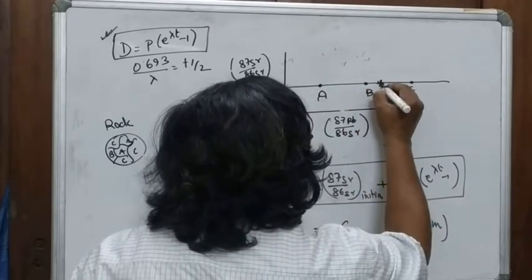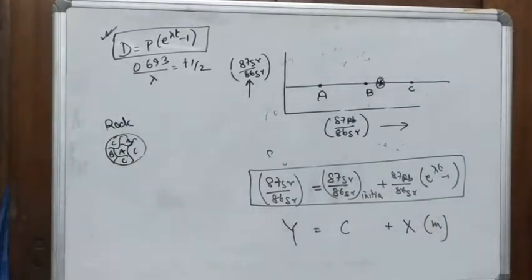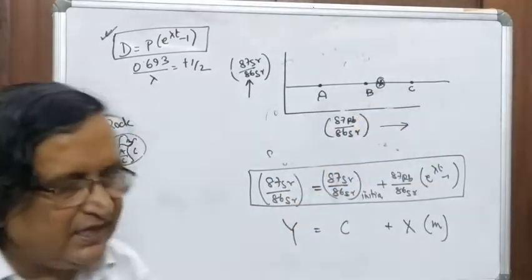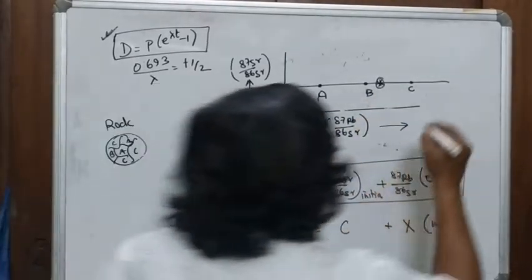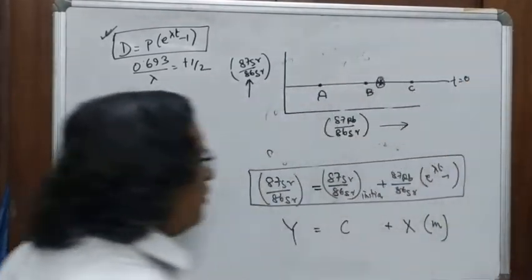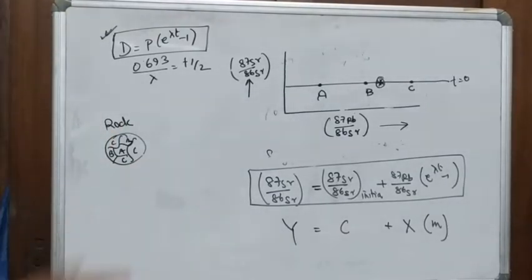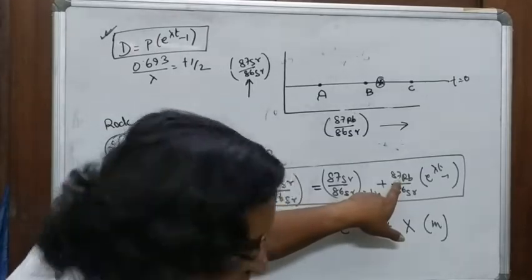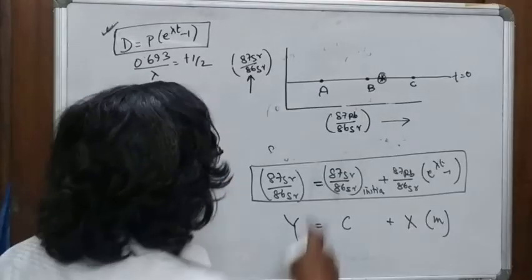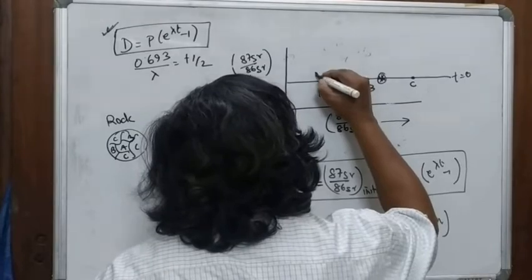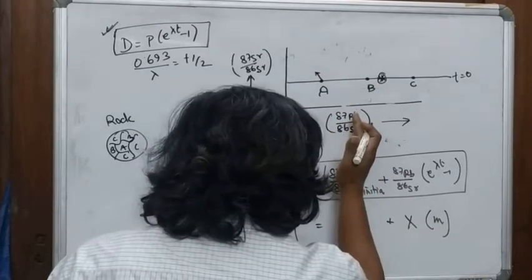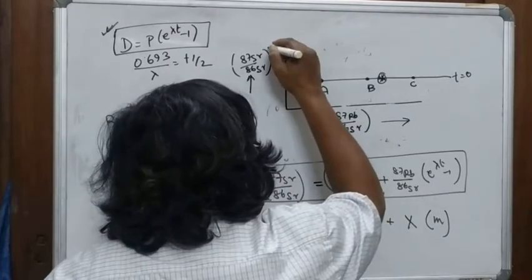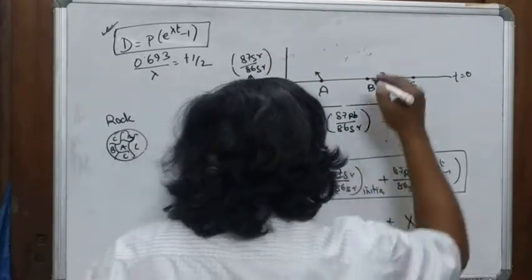is the composition of the rock itself, because the total isotope ratio would be dependent on the proportion of A, B and C. So this is at time t equal to 0, when the rock formed. But as time elapsed, 87 rubidium disintegrated. What happened? The point A started to migrate in the direction of decreasing 87 rubidium by 86 strontium and increasing 87 strontium by 86 strontium because of the decay.